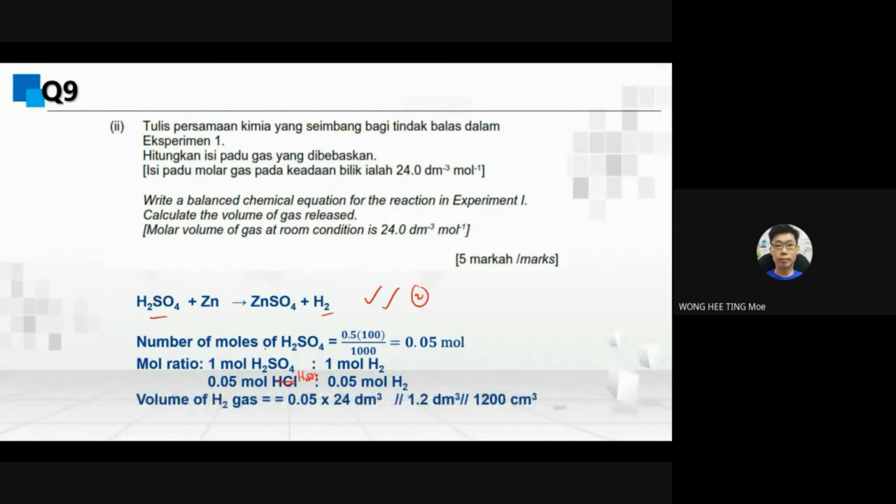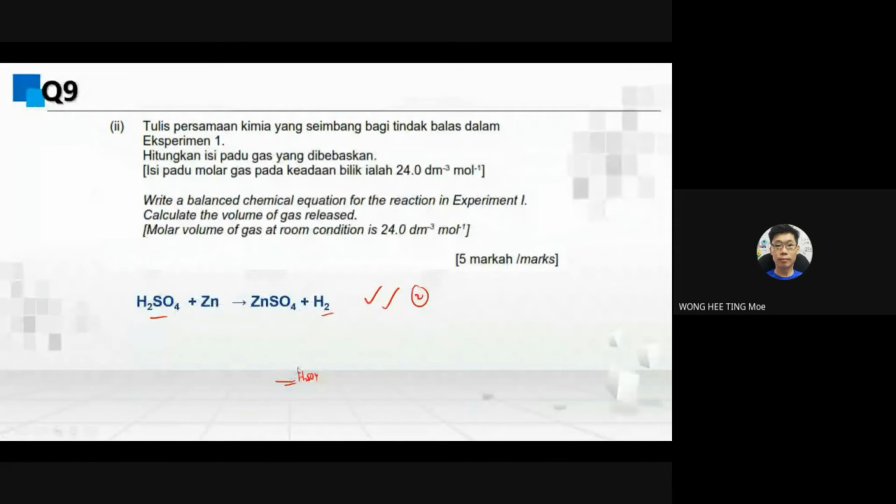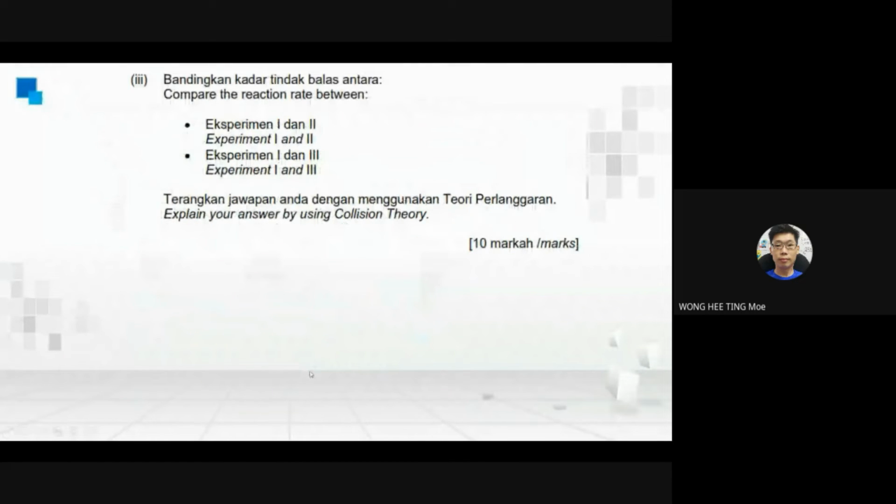Okay, 1.2, repeat that. Okay, now compare the rate of reaction based on the collision theory, using the collision theory. Experiment 1 and 2, actually, experiment 1 and 3, so 10 marks.